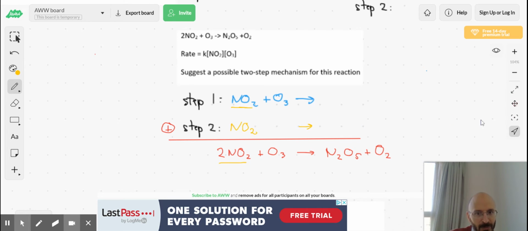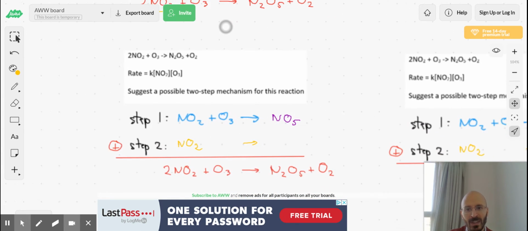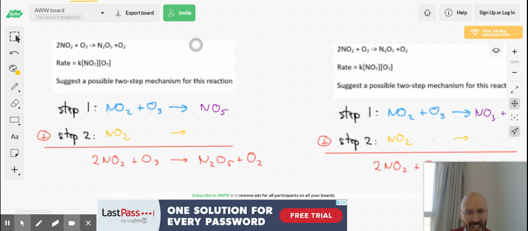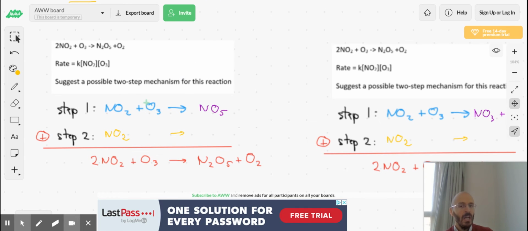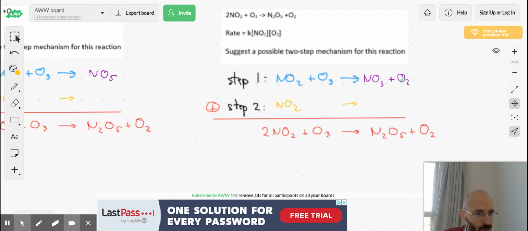All right, so at this point, you are going to work out the product of step 1. And here you have different choices. So you could add up the products together, the reactants together, that gives you NO5. As long as the equation is balanced, it's correct. Doesn't matter if you haven't seen this molecule before. You could also maybe write NO3 and NO2. Any combination will do. You can be creative. As long as it's balanced, it's fine.